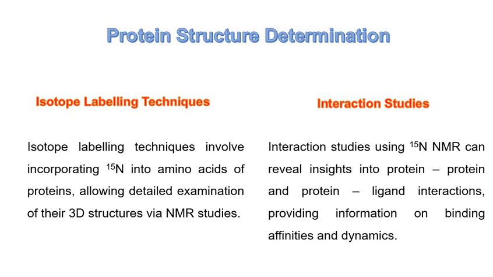Multidimensional NMR, for example 3-dimensional and 4-dimensional, helps determine the full 3D structure of proteins. Useful in studying protein folding, dynamics, and ligand interactions in solution. So isotope labeling techniques involve incorporating N15 into amino acids of proteins, allowing detailed examination of their 3D structures via NMR studies.